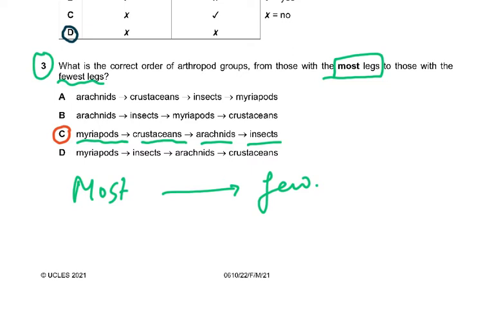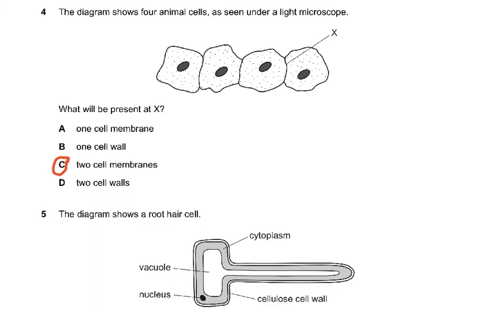This is something which you need to learn, and you need to go back onto this chapter and revise that chapter to be able to understand which have the most legs and which have the least number of legs. Question 4.